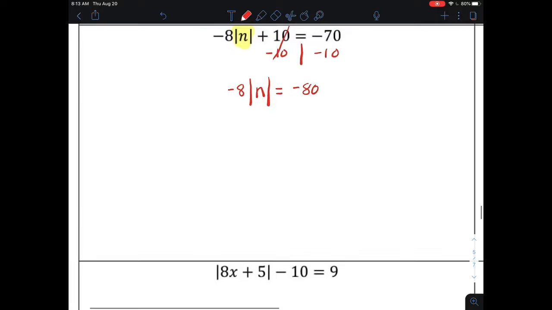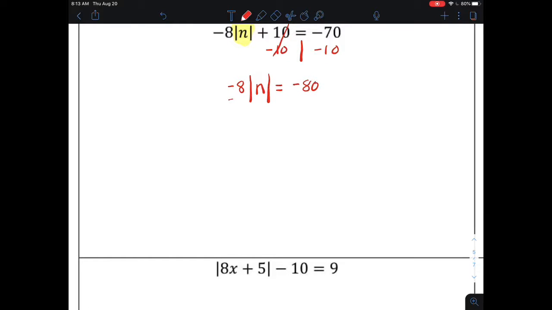And now we got to take and remove the multiplication of the negative 8 on the outside of the absolute value. You do not want to distribute or multiply anything inside of the absolute value. You don't want to distribute that. So I want to leave everything off of it. So now this gives me the absolute value of n is equal to positive 10.